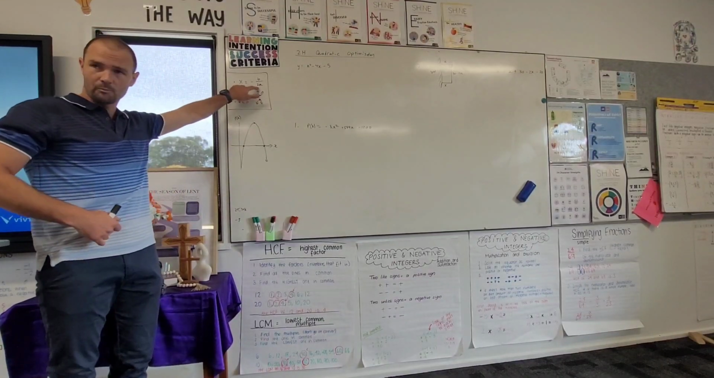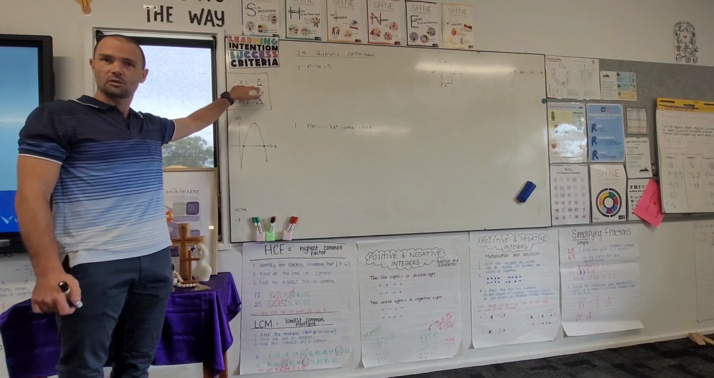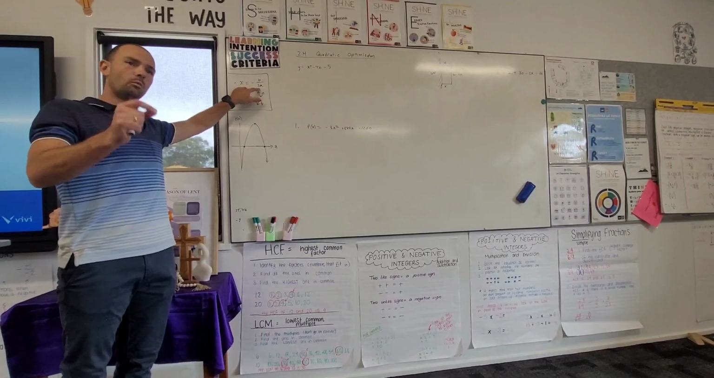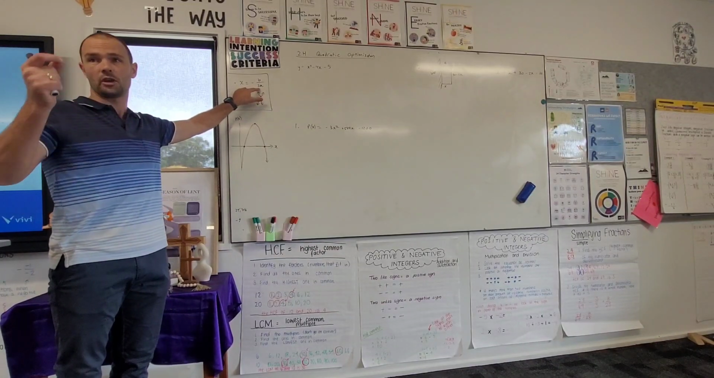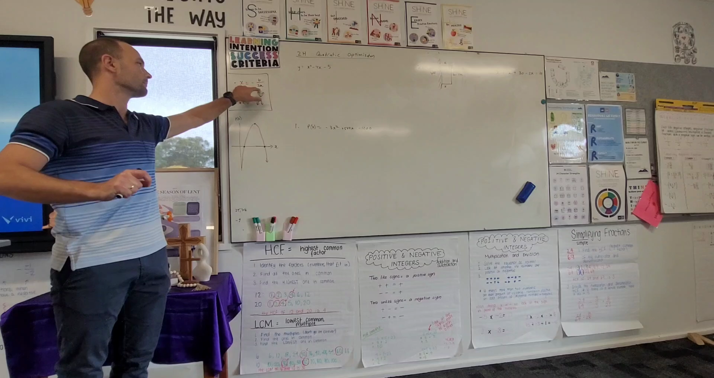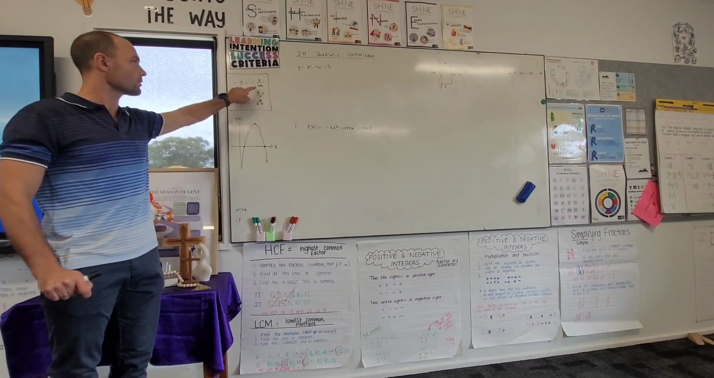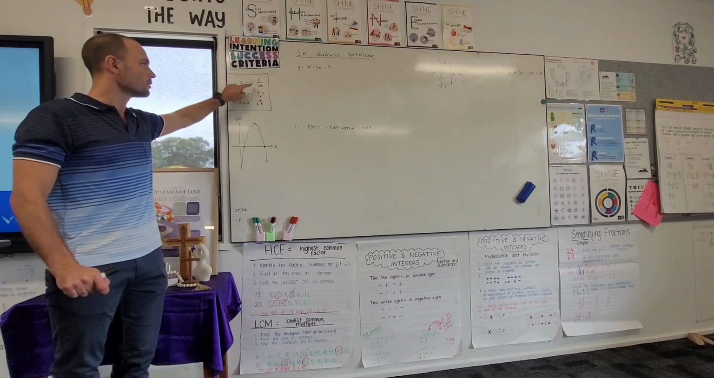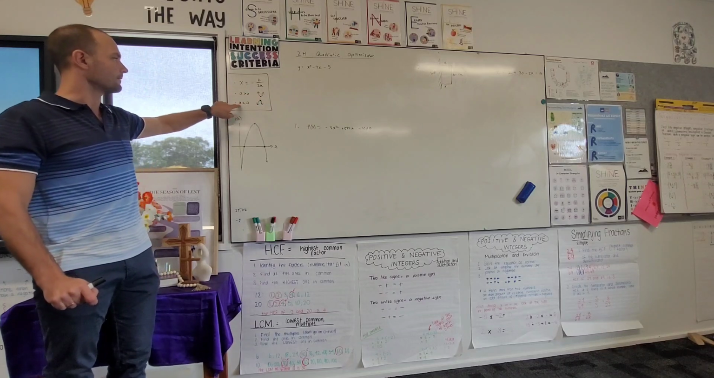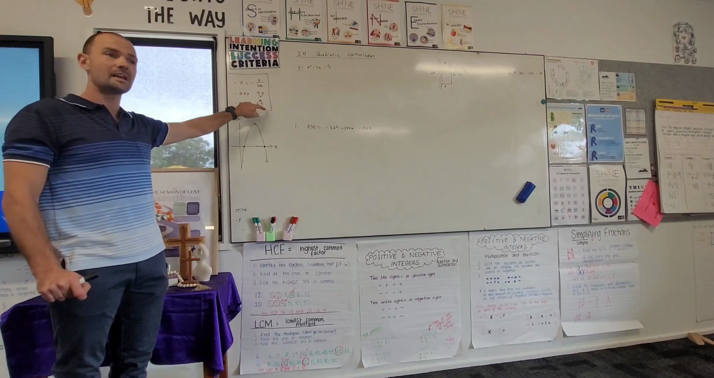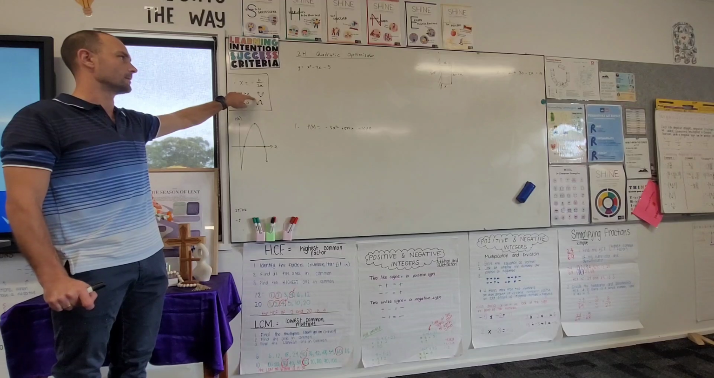Now we know this formula here, minus b divided by 2a. That is the x coordinate of the turning point, the maximum or the minimum. That will always be the x coordinate of the maximum or minimum. Remember, if a is positive, it will open upwards, which means we would have a minimum. And if a is negative, it's going to open downwards, which means we would have a maximum.